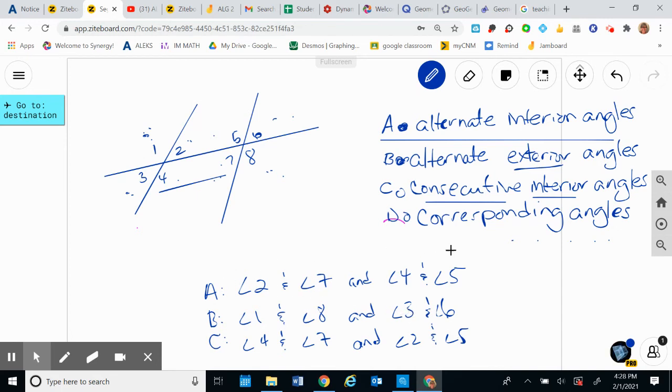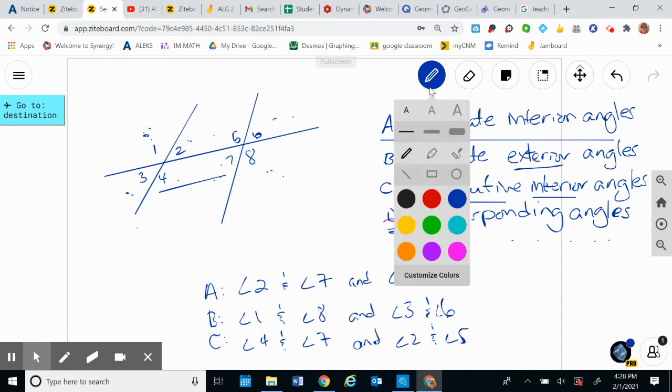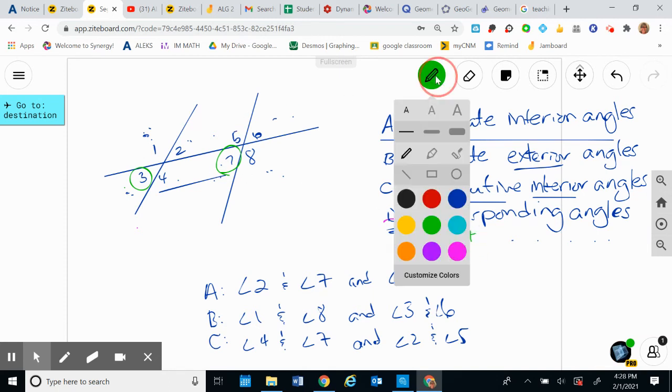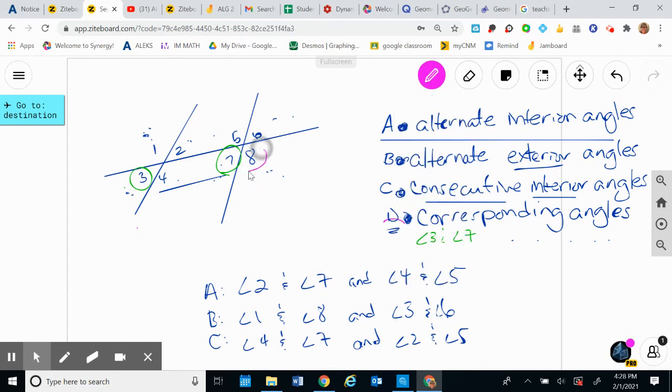Corresponding angles. Last one. These are a lot more. I'm going to mark them in the actual picture. Corresponding angles. What it means is that they're kind of in the same position. So like 3 is on the left, if you will, of the transversal and above this line. So 3 and 7 are corresponding. So angle 3 and angle 7. And then, let me pick a different color. 8. So what is like 8, right? It's going to be 4 because they're in the same position.